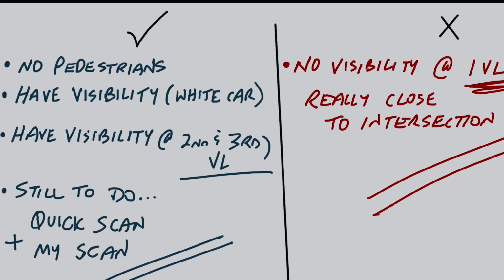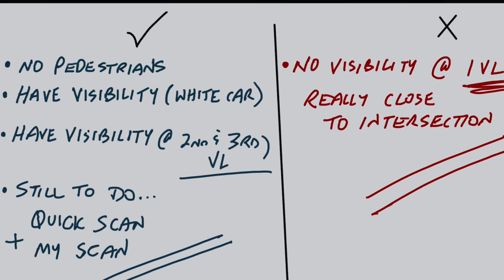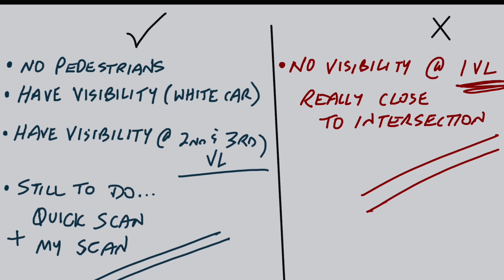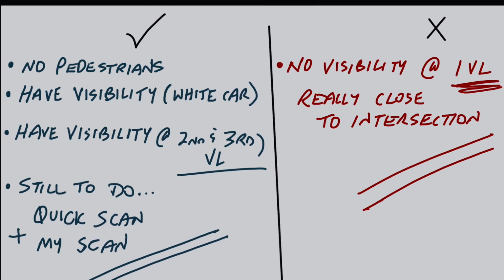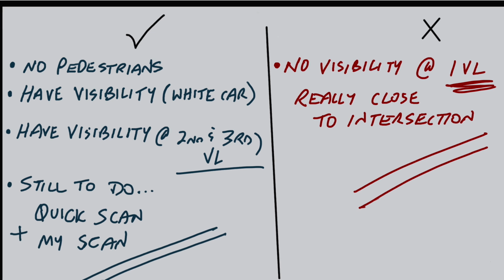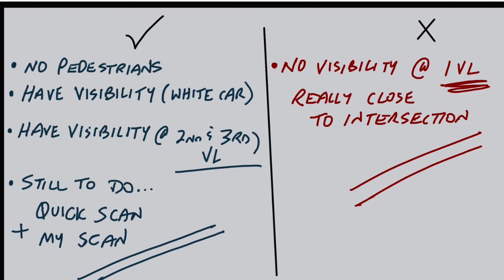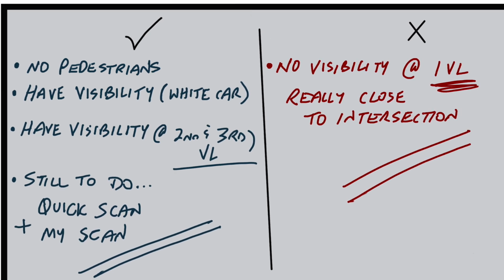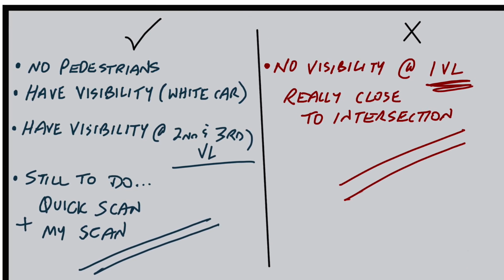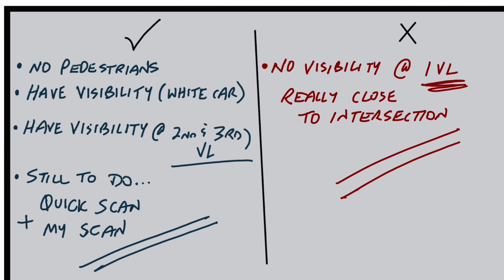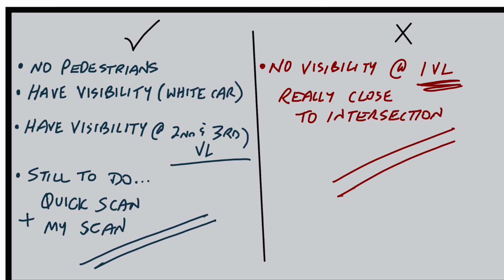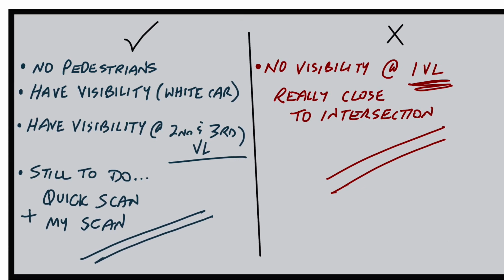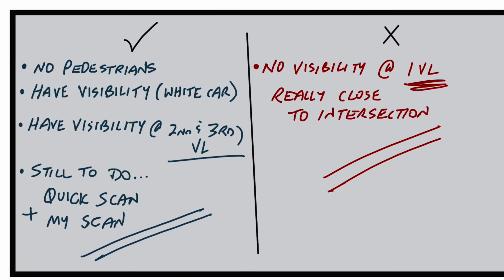Okay, now let's assess the risk from what we just saw in that video. So there's no pedestrians to deal with, which is good. I do have visibility of the immediate area of the intersection where the white vehicle would be. Again, good. But most of the 1 vehicle length distance is lost behind the SUV, which is not good with a capital NG, because it is very close to the intersection. But I am able to see the second and third vehicle length distance, which is really good.